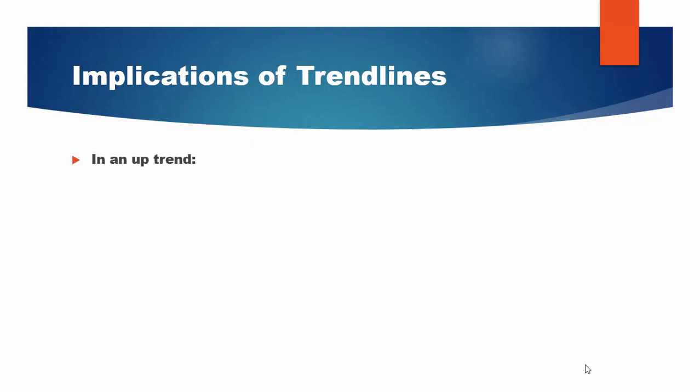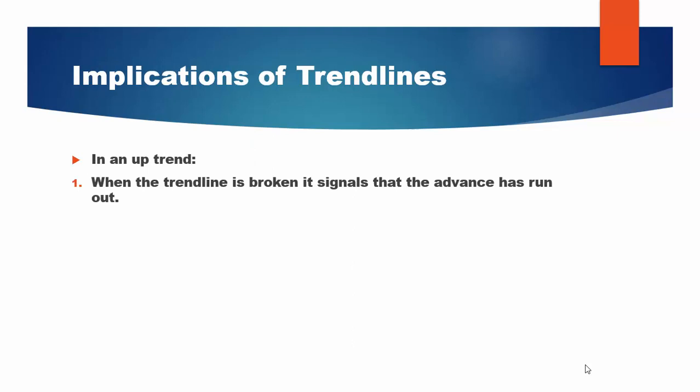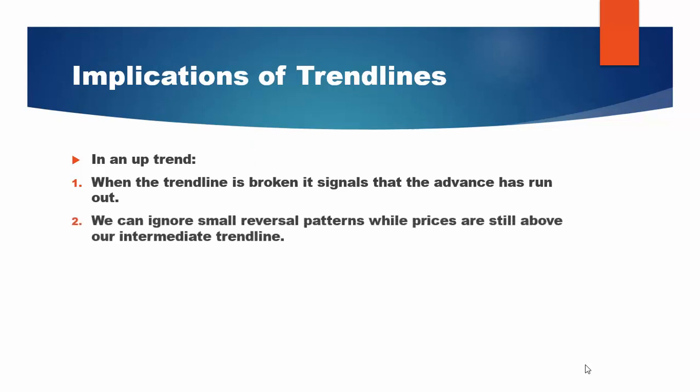1. In an uptrend, when the trend line is broken, it signals that the advance has run out. It can signal an intermediate trader to get out, most of the time faster than reversal patterns, and also when no obvious reversal pattern is visible. There's a point here. When we are talking about a broken trend line, it should be in a decisive fashion. We will talk about it later in this video. 2. We can ignore small reversal patterns while prices are still above our intermediate trend line. This can be a test for validity of the signal that comes from the reversal pattern.